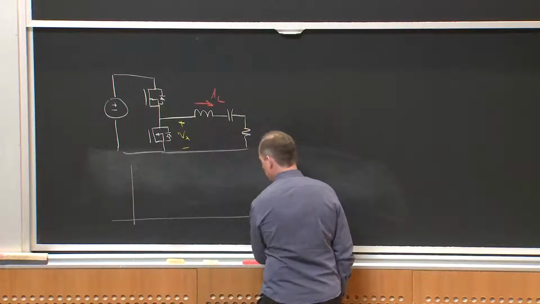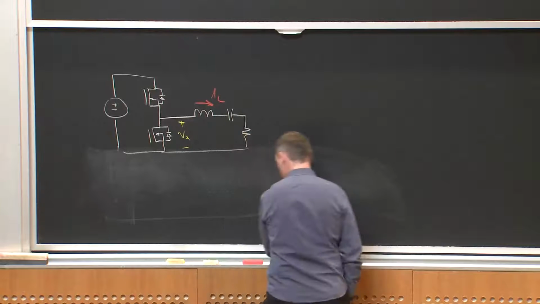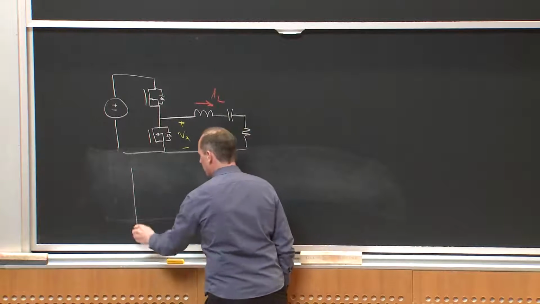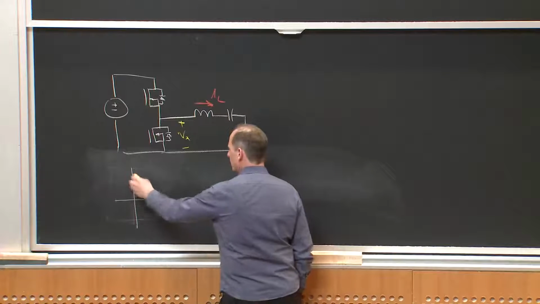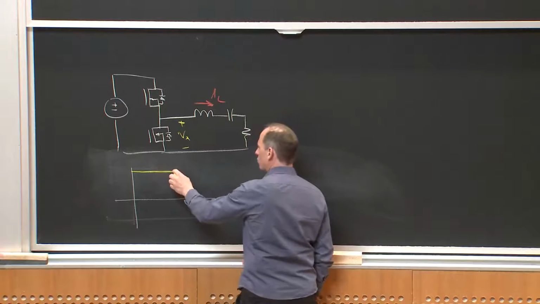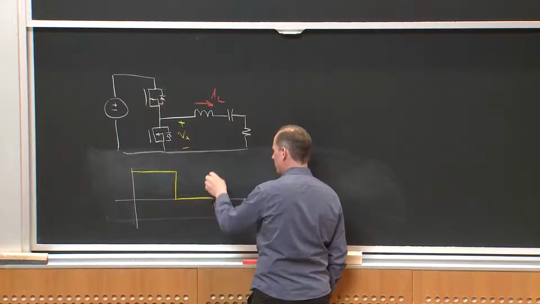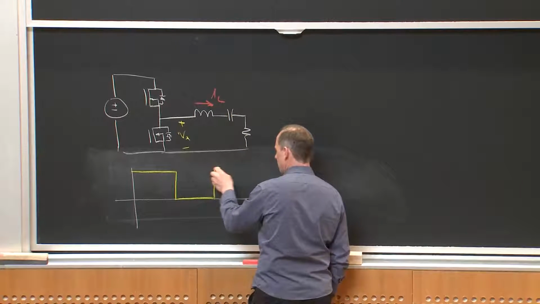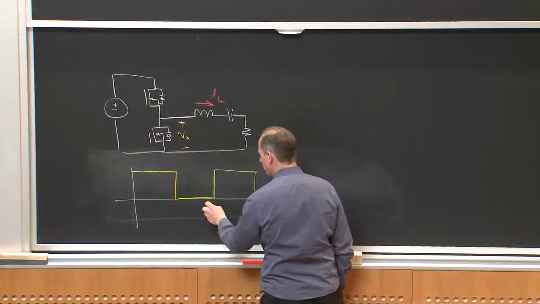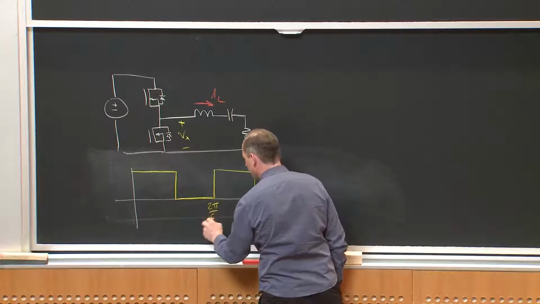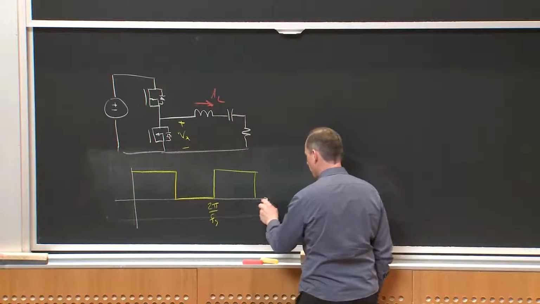So V sub X looks like this, where I'm controlling this switching period, right? This is supposed to be a 50% duty ratio, right? So here's 2 pi over Fs. And this is T, right?